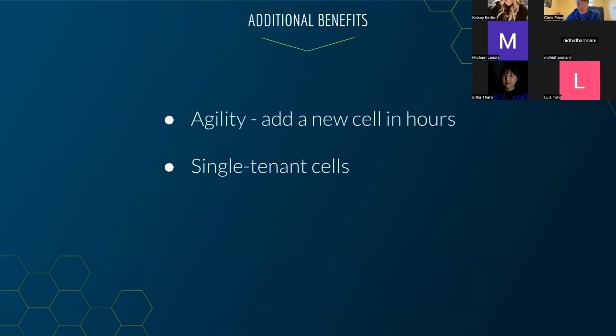I hit these additional benefits a little bit last week, but I'll repeat them again briefly here. Doing this kind of automation gives you a lot of agility, which can be really powerful for your business. If you need to add a new cell quickly, it makes it really easy to do that. If you have a new important customer that you really want to make sure their workload is isolated, it's really easy to spin up a new single tenant cell that they can be isolated in. And this infrastructure that we've built out means that we can easily add that to our deployment pipelines.